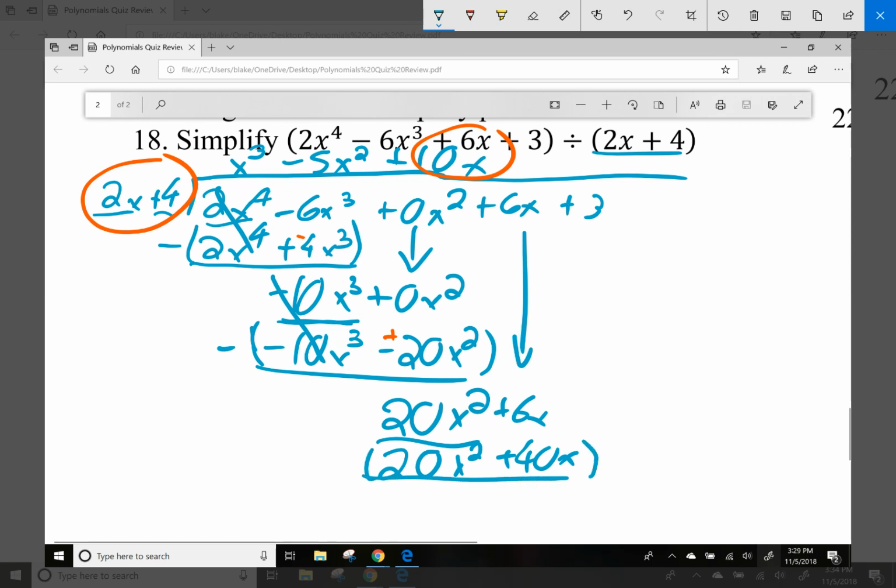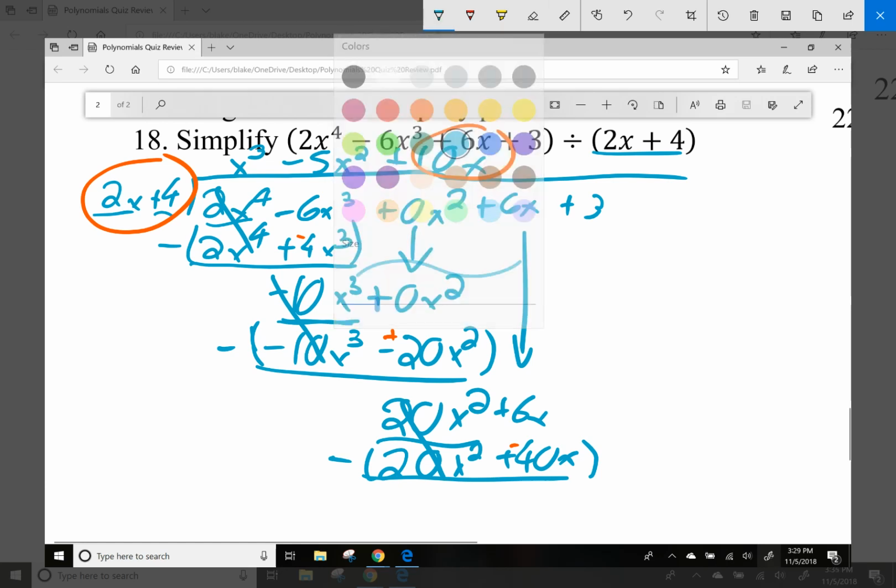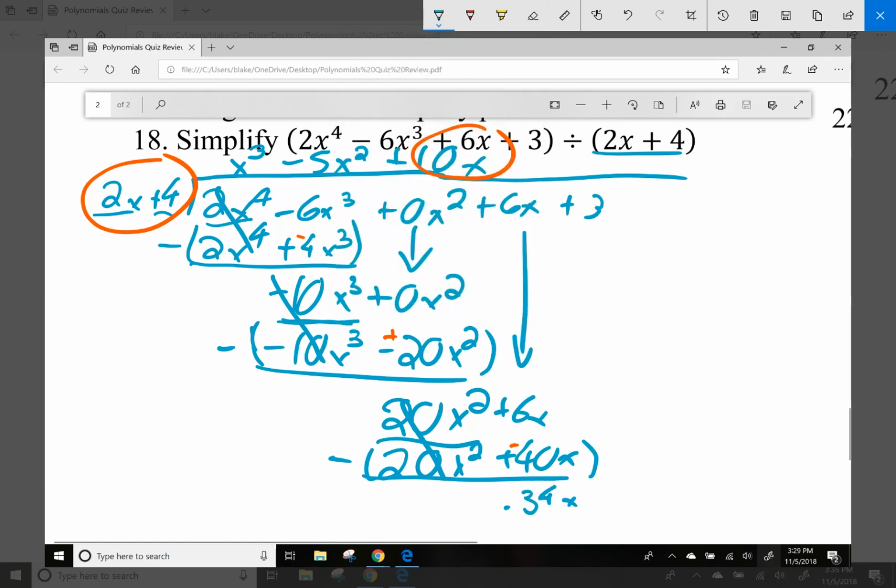So subtract again. First terms are always going to cancel. And again, think of this second part as the opposite, so think of that as a minus 40. So 6 minus 40 makes negative 34. So we have negative 34x. And then we bring down the 3.